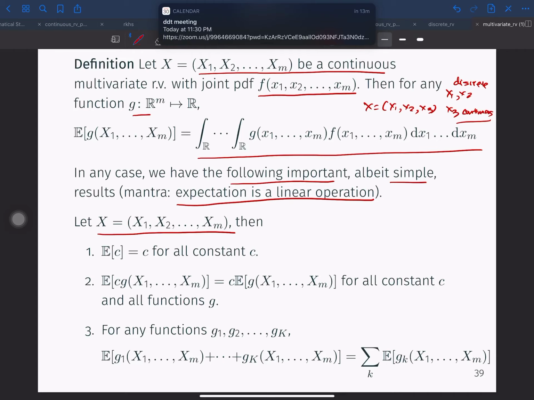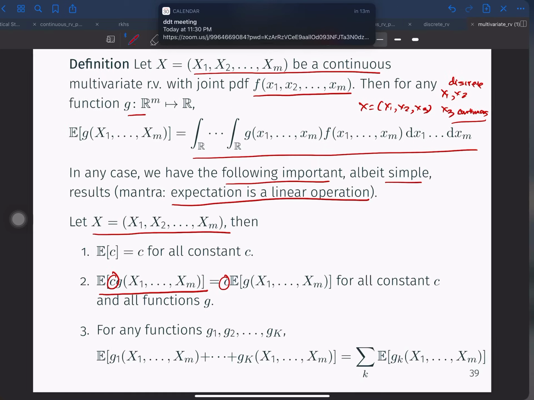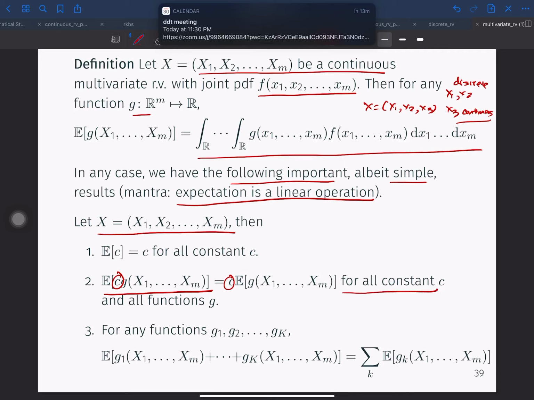So then the next thing is that for the expected value of c g(x1 up to xm), where c is a constant, you can move the c outside of the expectation. And then finally, the expectation is linear, so if you have a sum of functions g1, g2 up to g capital K, then the expected value of g1 plus g2 plus gK can be written as the sum of the expectations. So in simple words, expectation of sum is the sum of expectation.